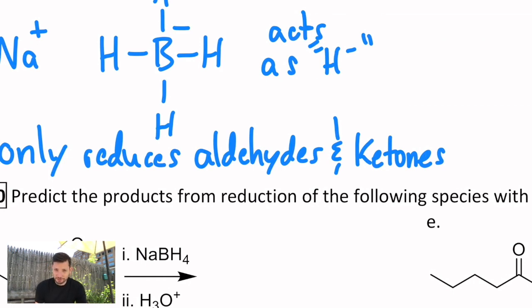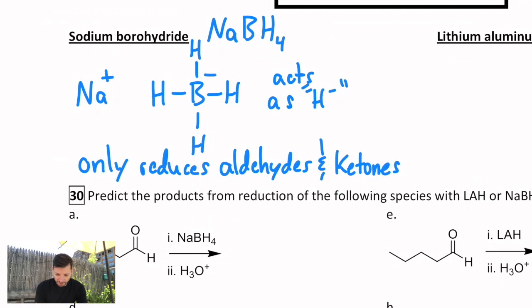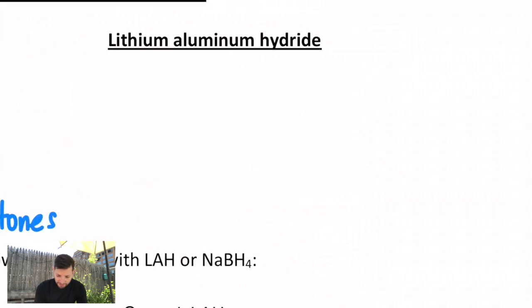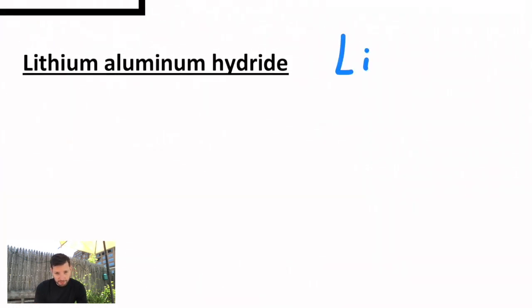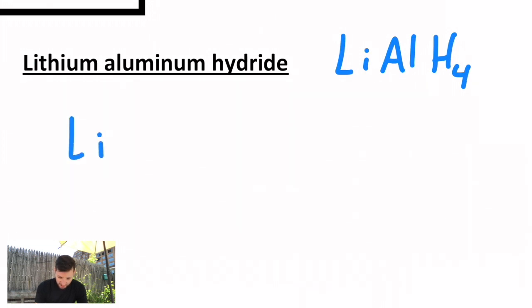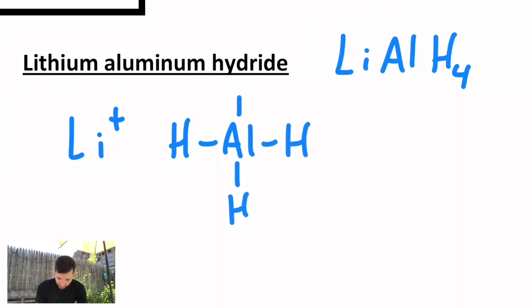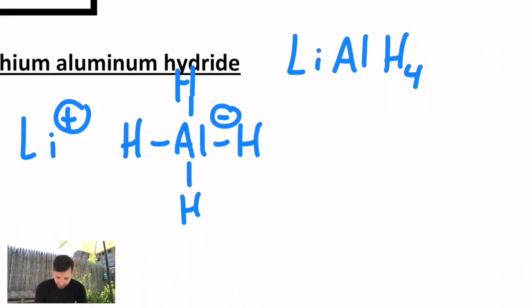Namely, it's the other reagent right next to it, lithium aluminum hydride. Lithium aluminum hydride is very similar. It's an alkali metal lithium, aluminum, and then 4 H's. It's got almost a mirroring formula. The structure is a lithium cation, and then an aluminum hydride anion with a negative charge on the aluminum. This also acts as a source of H-.